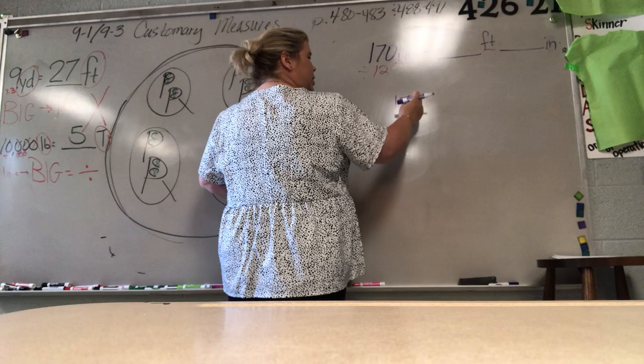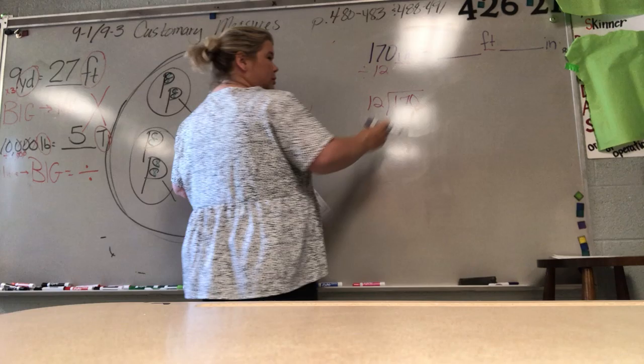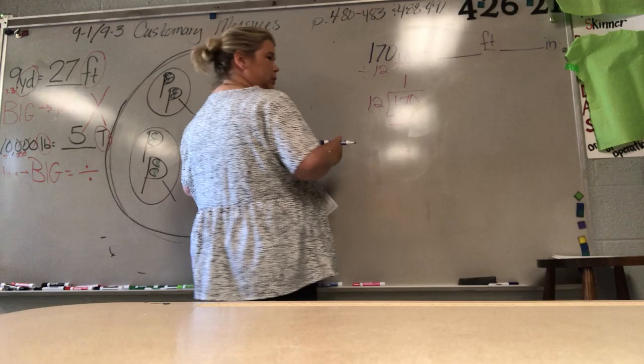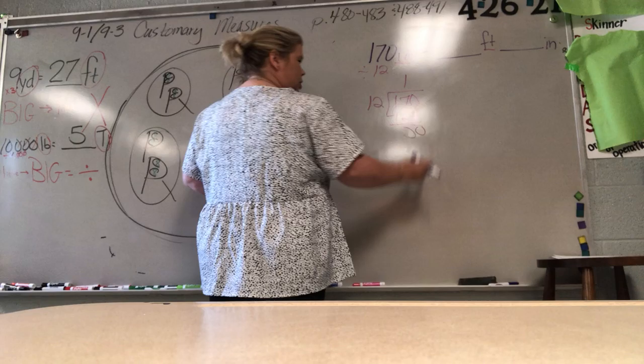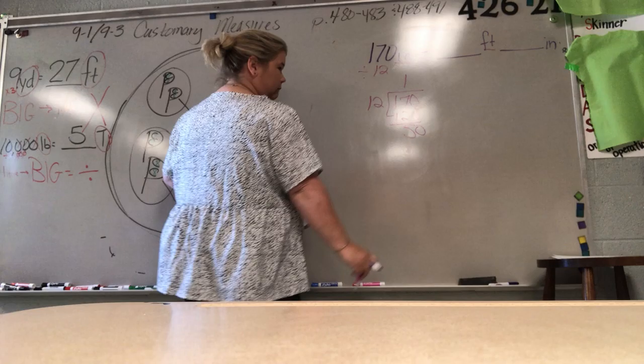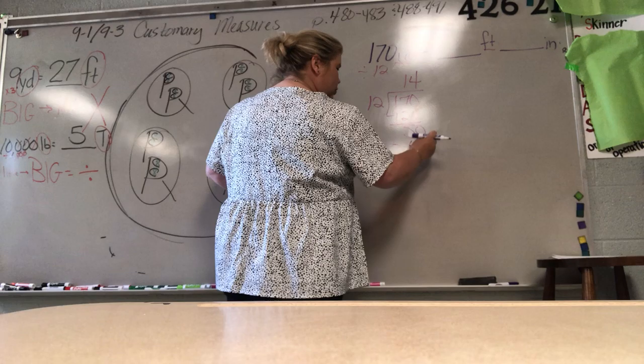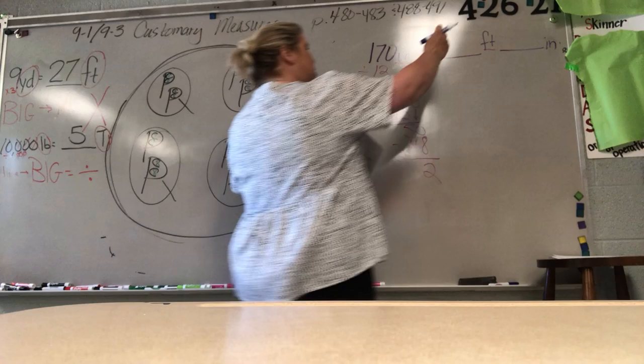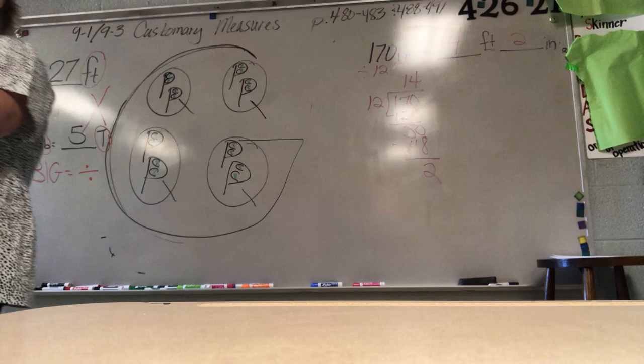12 goes into 17 one time. So minus 12 leaves me 5. I'm going to drop my zero. 12 will go into 50 four times. What's 4 times 12? 48. So minus 48 leaves me 2. So it's going to be 14 feet and 2 inches. So, which one should you circle?